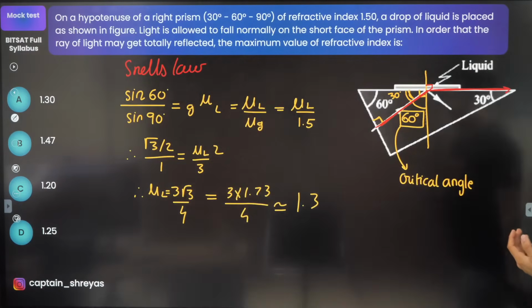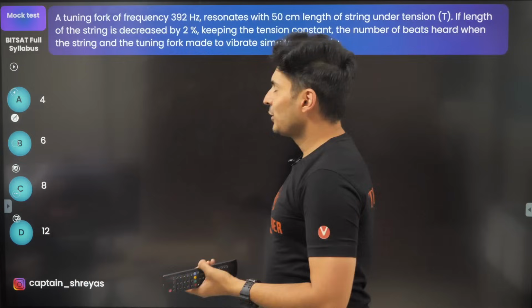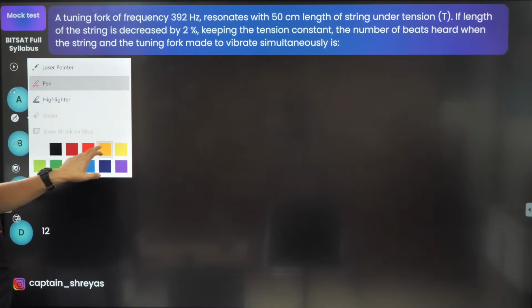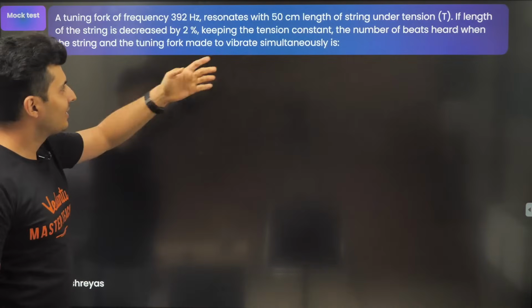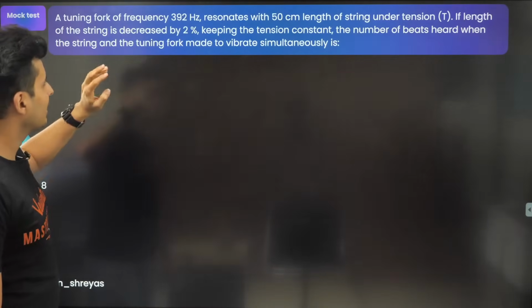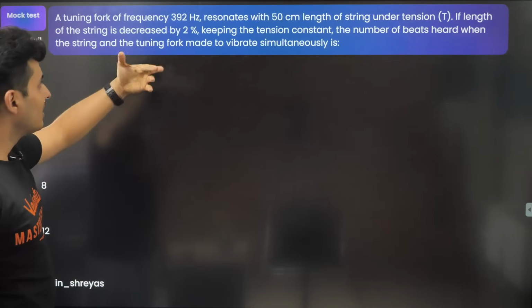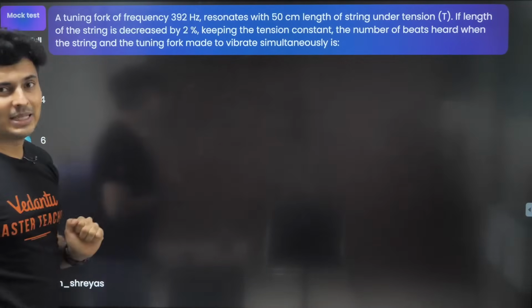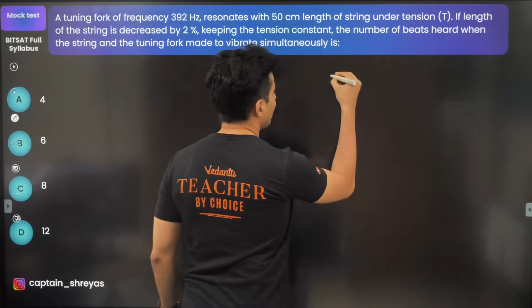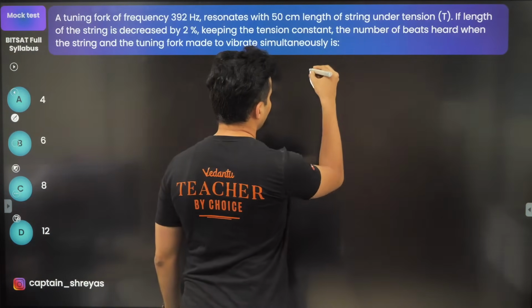Okay, fair enough. Moving on to the next question. And what do we have? Sonometer and tuning fork, and there is some string, and it's resonating. Interesting. Length of the string is decreased. Then what do you think is the number of beats heard? Okay, let's analyze the situation first. So we have a tuning fork.